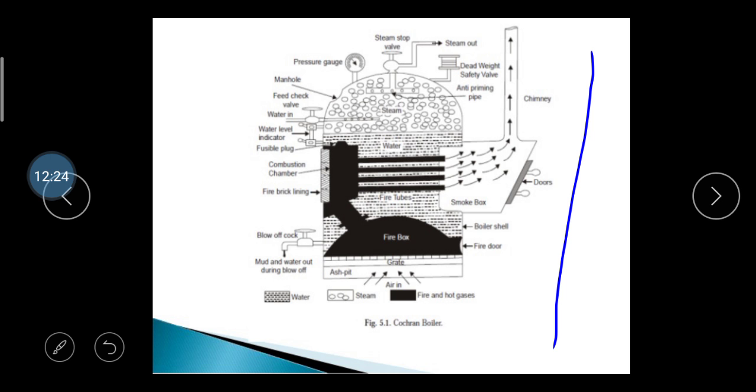Here you can see the overall anti-priming pipes and the steam. So here you can see the overall diagram regarding the Cochrane boiler.